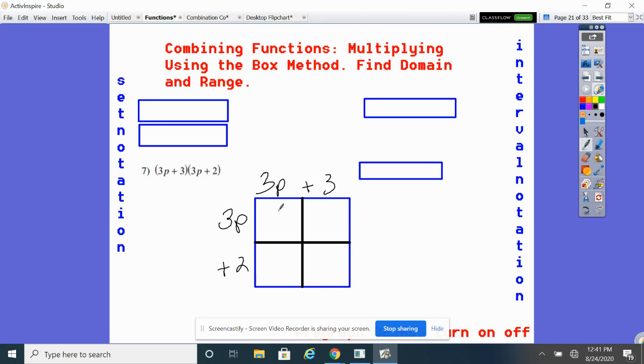Multiplying the big numbers 3 and 3 gives us 9. P to the 1 and p to the 1, add the little numbers, that is 2. So we got 9p squared in this box.